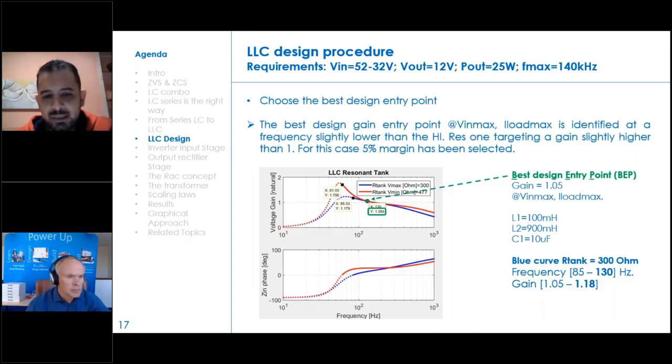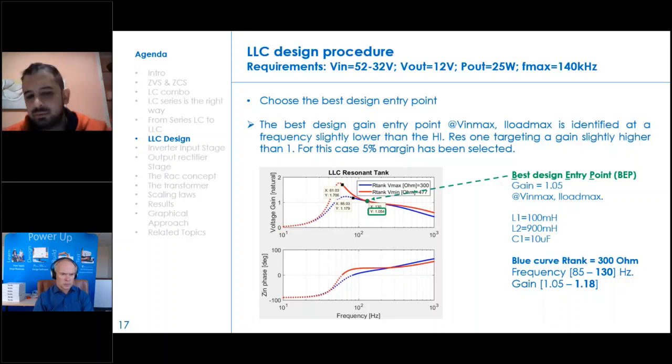The dotted parts refer to the capacitive zone. The solid curves refer to the inductive zone. So for our tank, independently from the requirements, the best gain entry point at maximum bus, maximum load, is identified near the higher resonance. So slightly higher gain with respect to 1. Here I took 5% margin, and slightly lower frequency with respect to the higher resonance. It is the green circle.